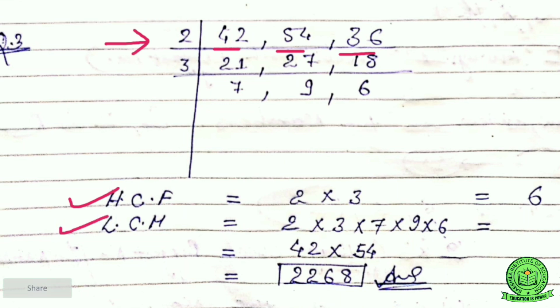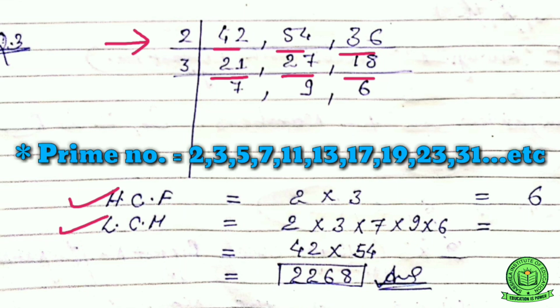Okay, 2 can divide 42 also, 54 also, and 36 also. So if you divide 42 by 2, then you'll get what? 21. If you divide 54 by 2, then you'll get 27. If you divide 36 by 2, then you'll get what? 18. Now here is 21, 27 and 18.